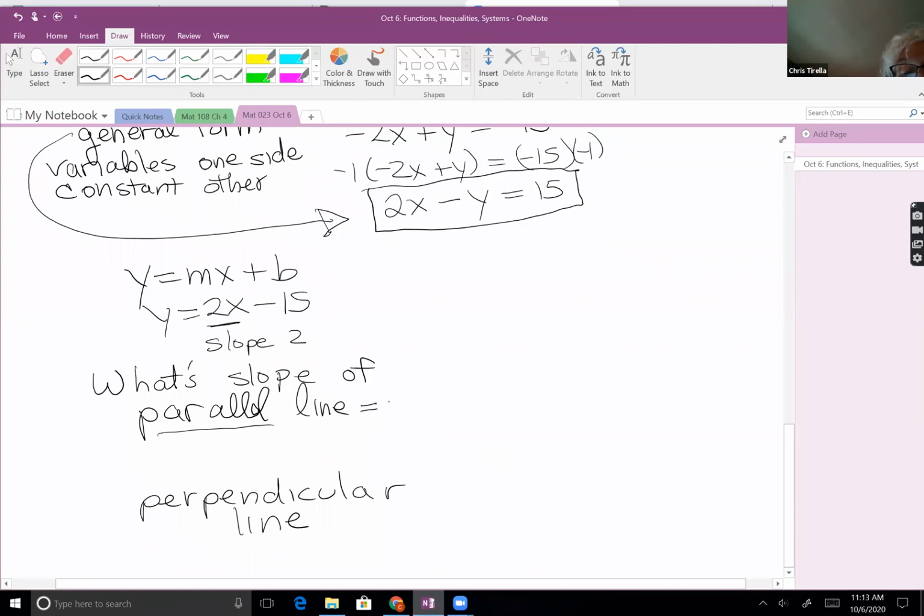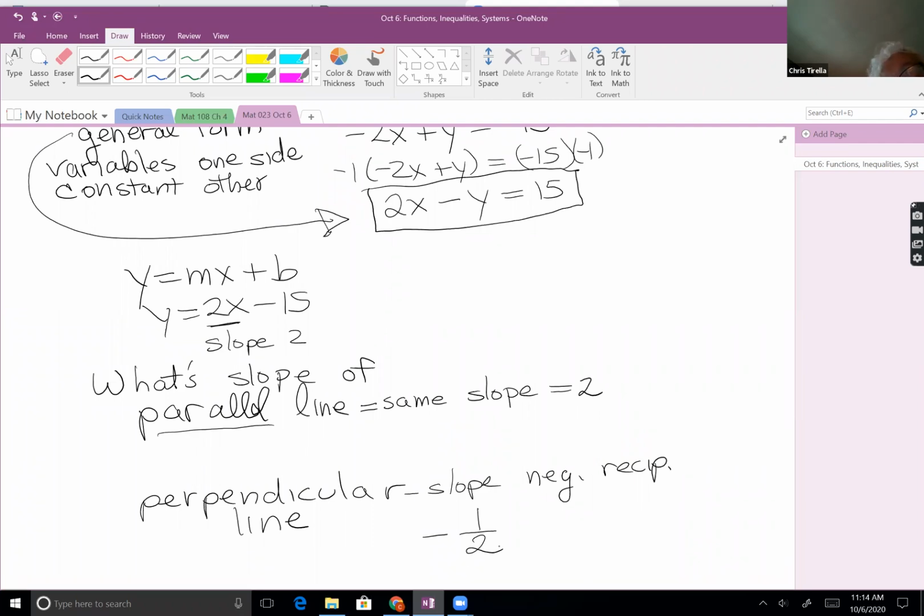Parallel lines have the same slope. So the slope of a parallel line would also be 2. And perpendicular lines, remember the slopes are negative reciprocals. And so the slope of a perpendicular line would be negative 1/2. Does everybody remember all of that from last class? Spent a bit of time coming up with it.